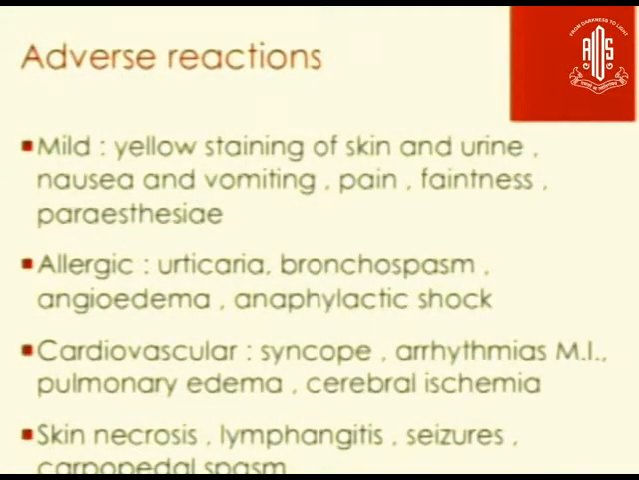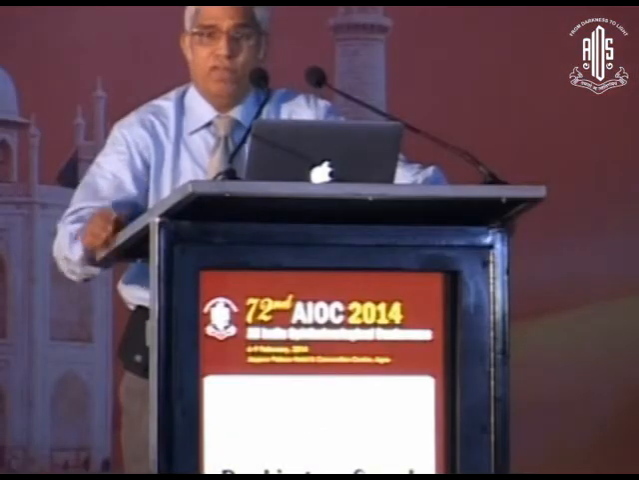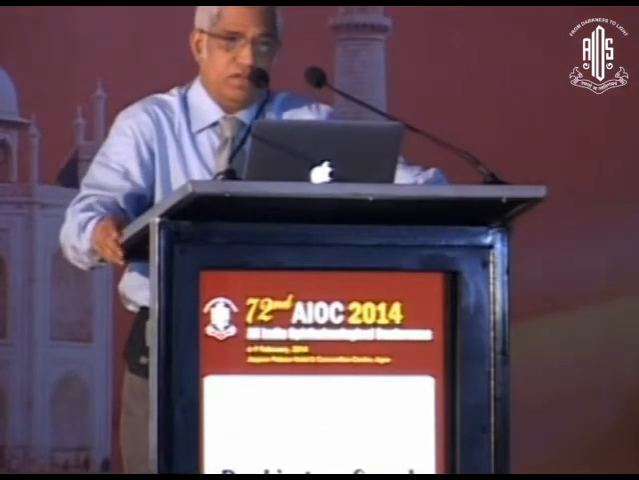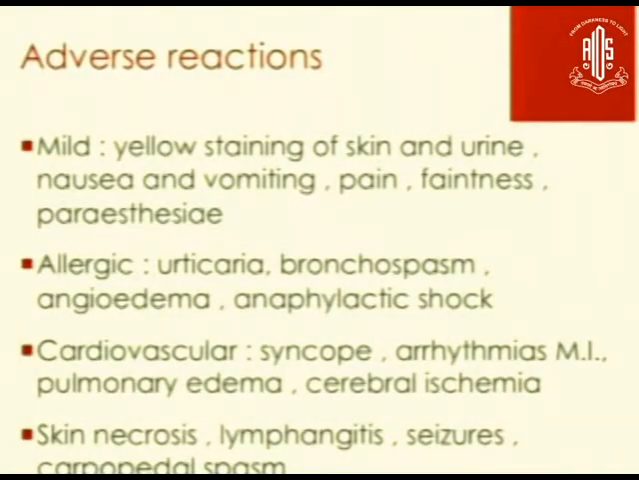Adverse reactions are possible. You get mild yellow staining of skin and urine, which are not of importance. Very often when you inject the bolus, they get nausea, but a few people may vomit. So you must be prepared to face these consequences when you inject the dye. A few people again complain of paresthesias, but more serious complications would be allergy in the form of urticaria, bronchospasm, angioedema, and rarely anaphylactic shock. These are extremely rare, fortunately.